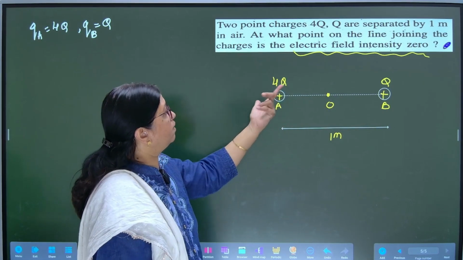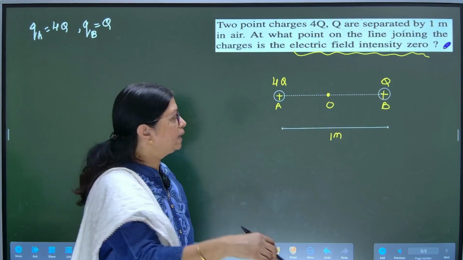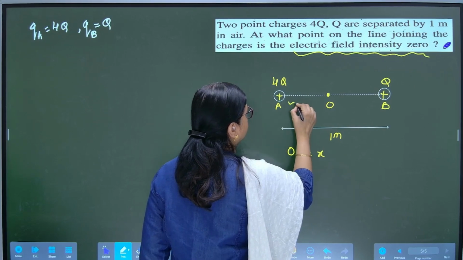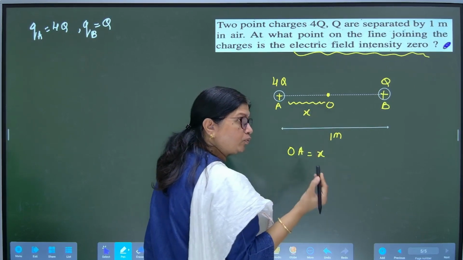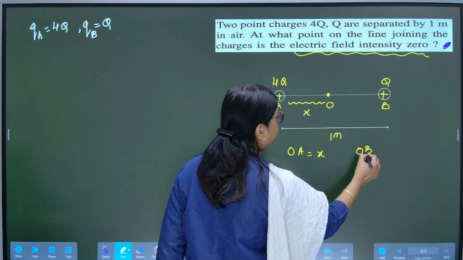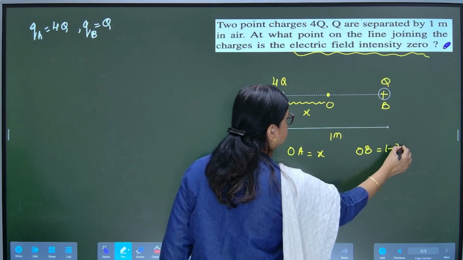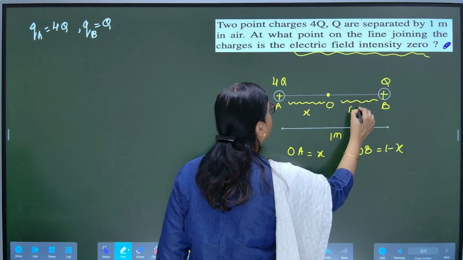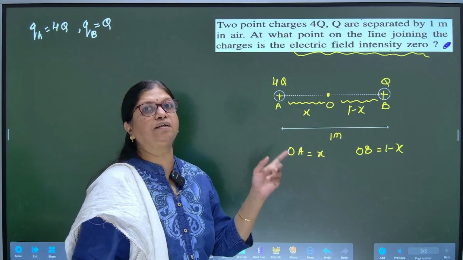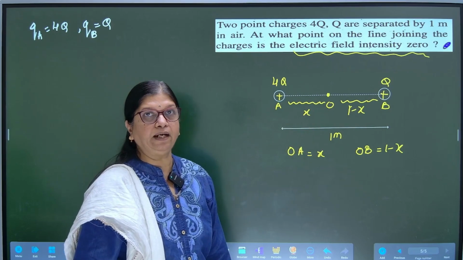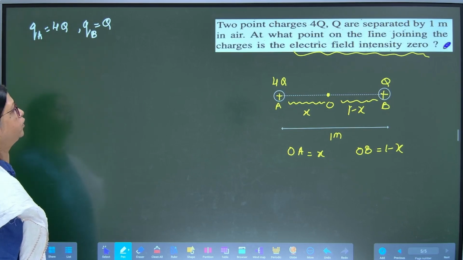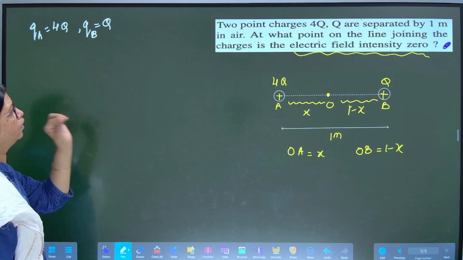Okay, so they are asking me where? O is not the midpoint. So let me consider OA is equal to X. So this much is equal to some X, which I am going to find out. Let me consider OB is equal to 1 minus X. So this much is 1 minus X. Why did I do this? Because for finding out electric field, I need the distance from the charge to the point. So I found it. Correct? So in that case, let me consider QA is equal to 4Q and QB is equal to Q. Fine?